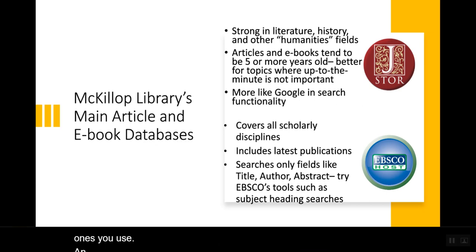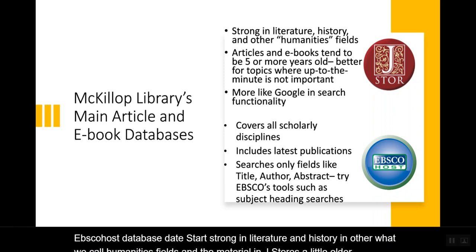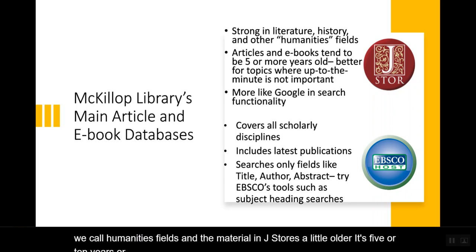If we're talking about the difference between JSTOR's database and EBSCO's database, JSTOR is strong in literature and history and other what we call humanities fields. And the material in JSTOR is a little older. It's 5 or 10 years or more older, whereas EBSCO carries all scholarly disciplines at our library, and it also includes right up to the minute publications.